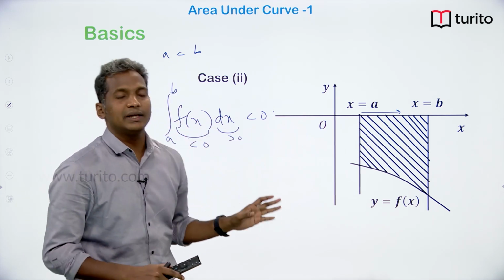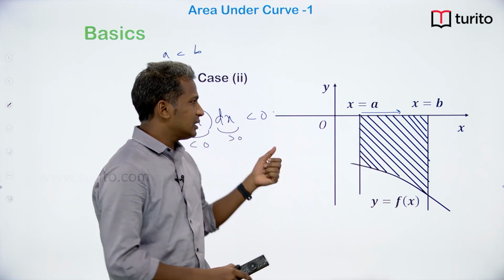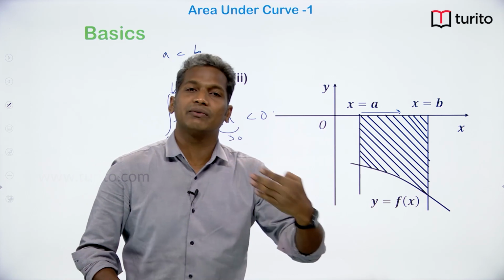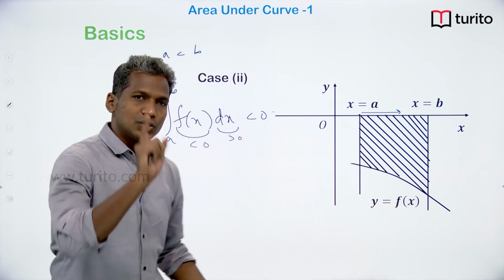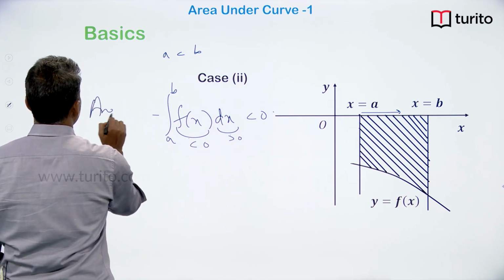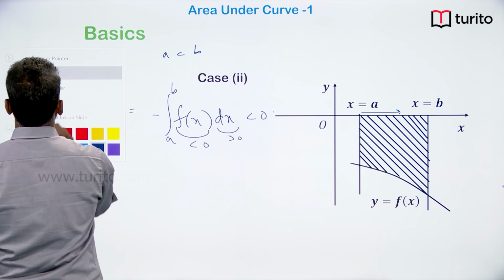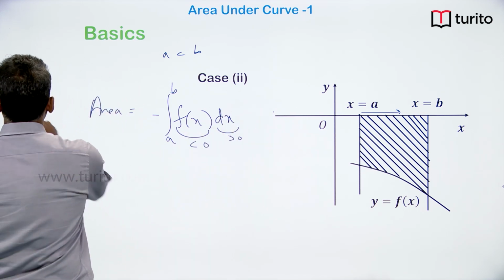Now let us look at the area. We are interested in finding this area, but here this integral is giving us a negative value, but we know that area is always a positive value. So we have to multiply this with a minus sign to get the area. So area is equal to minus into the integral.